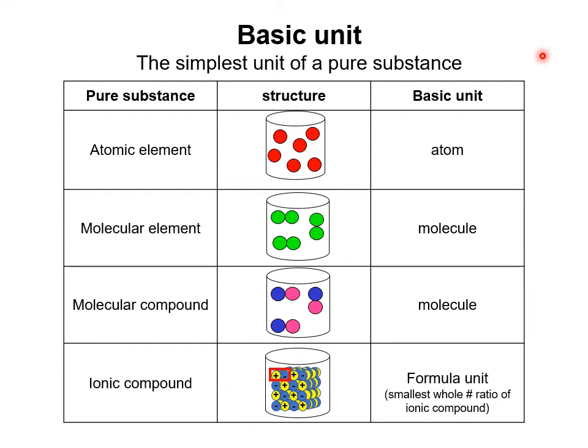So now what we're going to look at is basic unit. The basic unit is the simplest unit of a pure substance. Basic units can only be applied to pure substances. So they can only be applied to atomic elements, molecular compounds, and ionic compounds. So basically they can be applied to elements and compounds. Atomic elements have as their basic unit an atom, because notice each one of these units that makes up the structure is just a single atom.